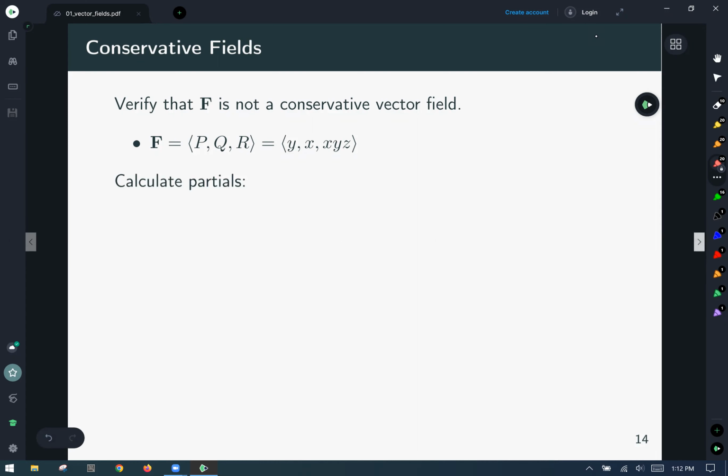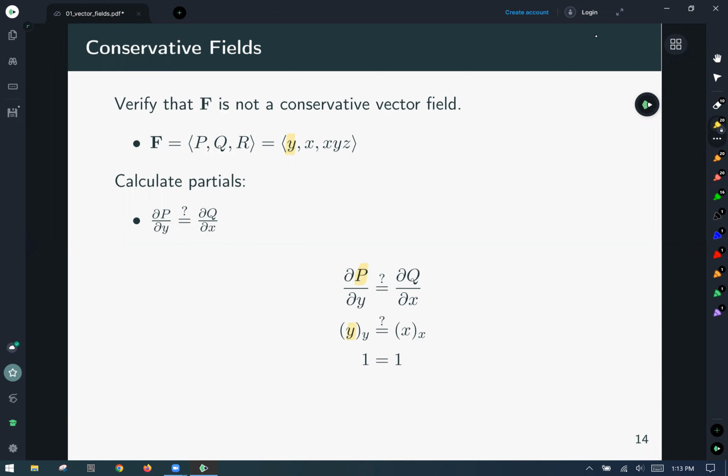So we have to check our mixed partials. So the first one we'll check is the partial of the x component with respect to y. Is it equal to the partial of the y component with respect to x? The partial of p with respect to y, is it equal to the partial of q with respect to x? Oops, I went 2 slides, sorry about that. So what do we have here? Well, that p function is y, and we're looking at the partial of that with respect to y. That q function is x, and we're looking at that with the partial with respect to x.